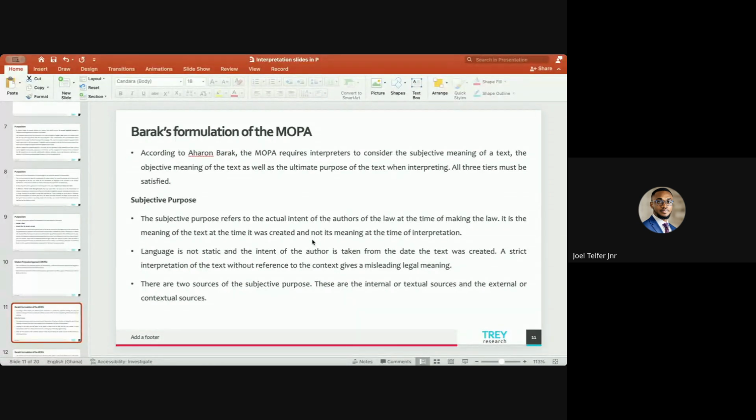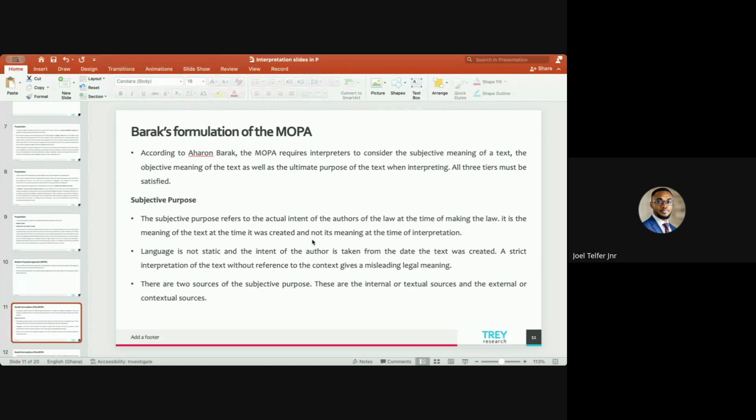So one of the criticisms that you hear of the purposive approach is that, like I've noted earlier on, it encourages judicial lawmaking. But Barak admits that and says that the way in which that can be stemmed is to ensure that the judge does not have the power to give words a meaning that cannot be ascribed to them.